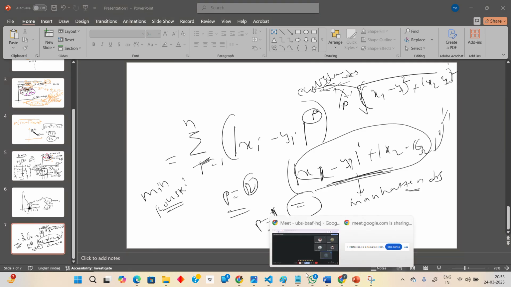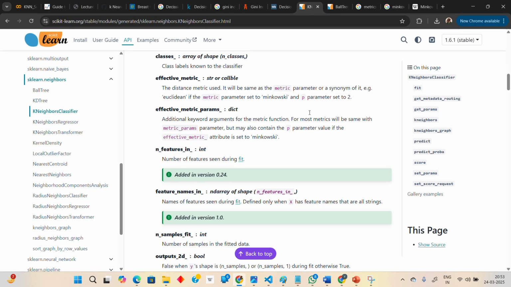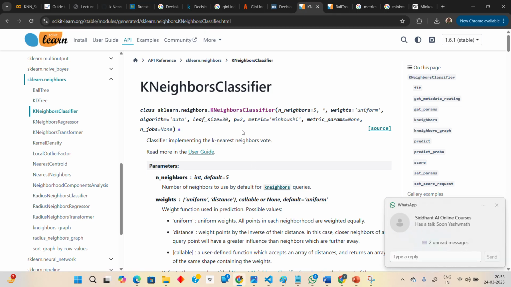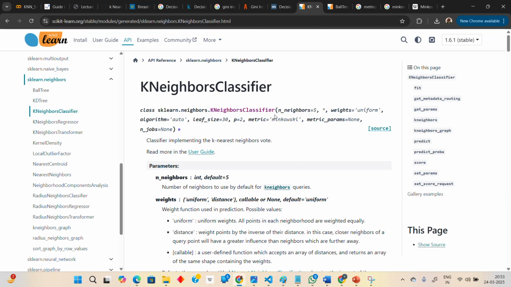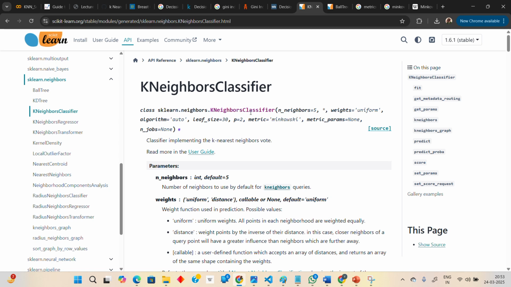That is why, if you observe scikit-learn, by default it selects Minkowski, but the p value by default is 2. By default 2 means it is Euclidean. Is it clear? That is why it is Euclidean. Is that clear? Yes, it's clear. That is how the k nearest neighbor algorithm works.